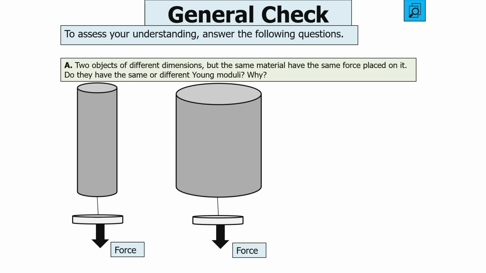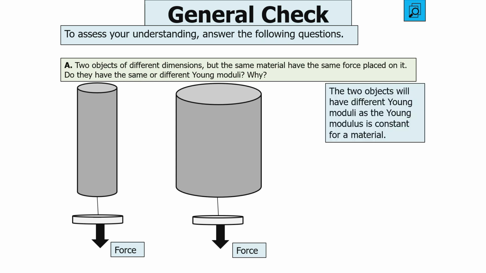Two objects of different dimensions but the same material have the same force placed on it. Do they have the same or different Young moduli and why? Pause the video now, then unpause the video when you want to go through your answer. The two objects will have the same Young modulus, as the Young's modulus is a constant for a material.